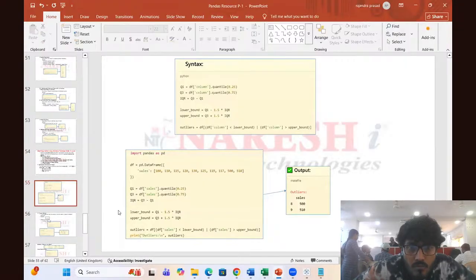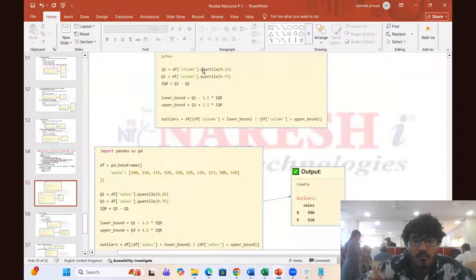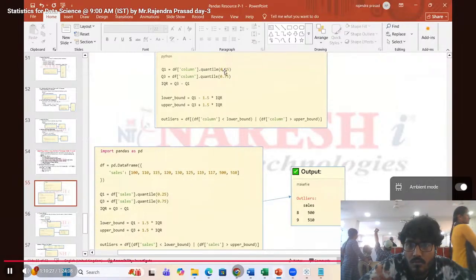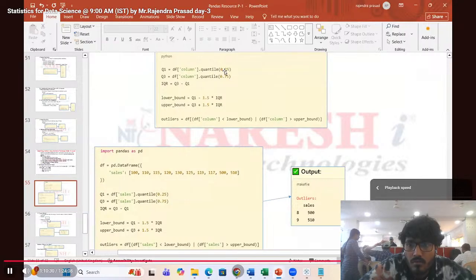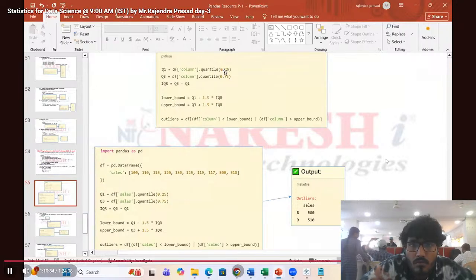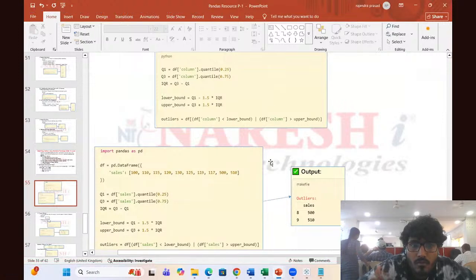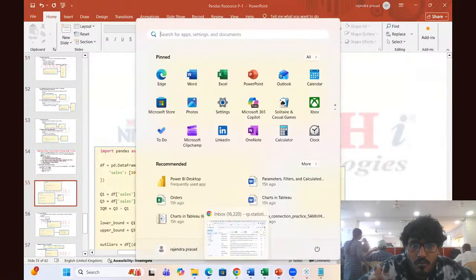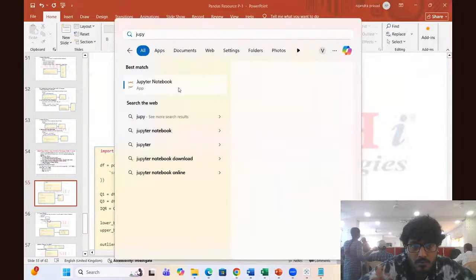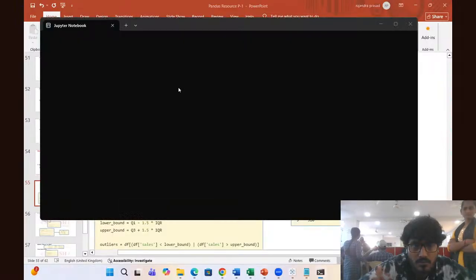So how do you calculate Q1 using Python? See, for example, you have data. On the data column, there is a function called quantile. In the quantile, you need to specify 0.25. 0.25 means the 25th percentile. 0.75 means the 75th percentile. Okay, so I'll show you. One second, let me open the Jupyter notebook. I'll have one particular sample data, and I'll try to observe the outliers in the age.